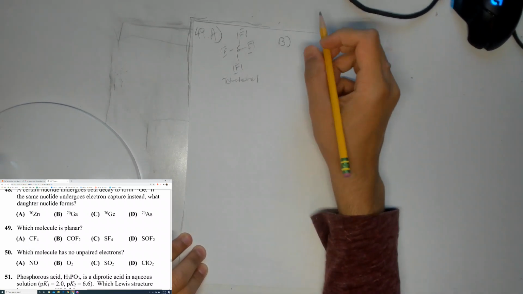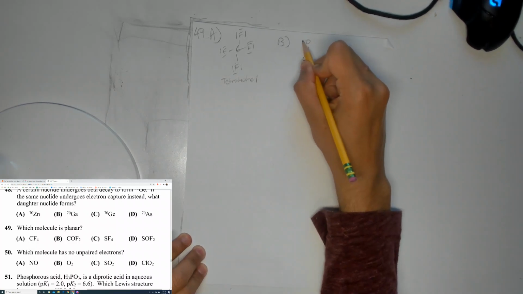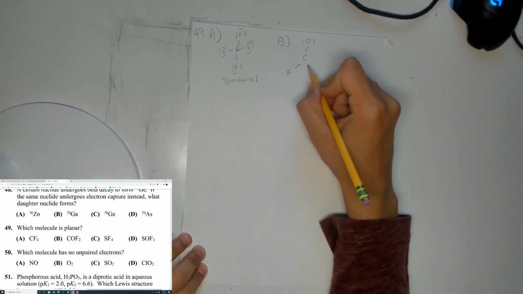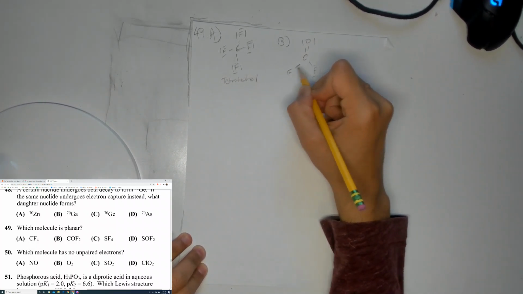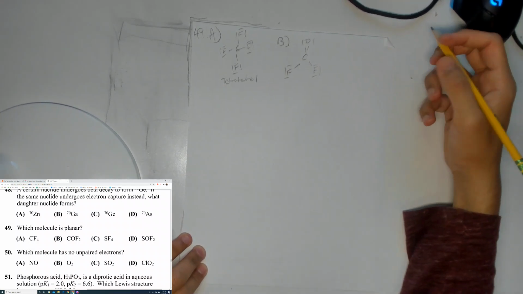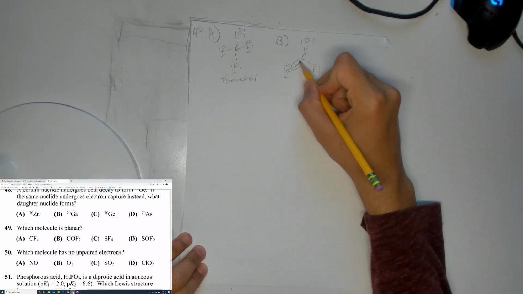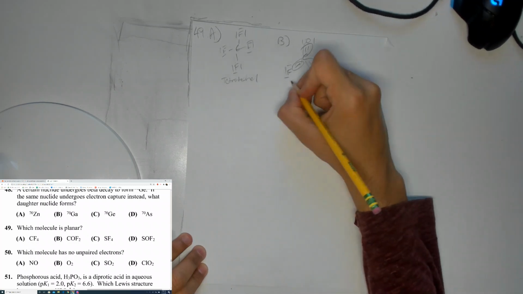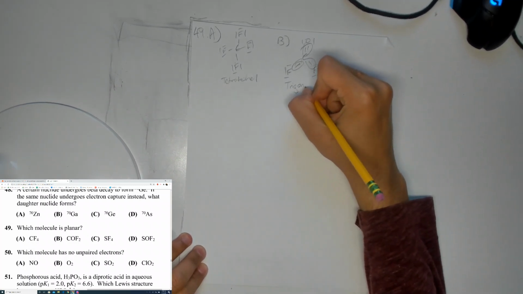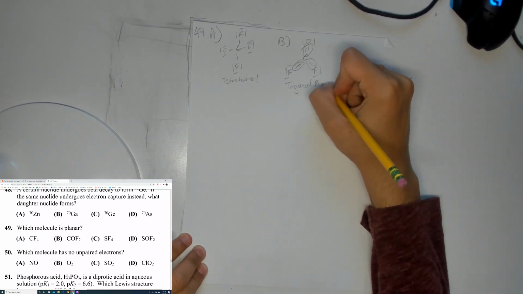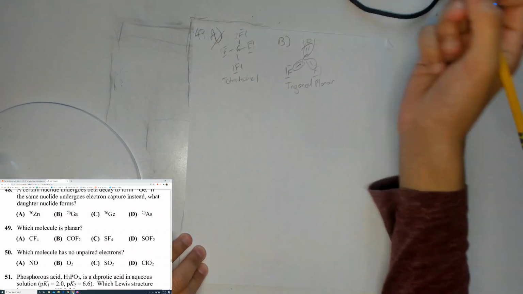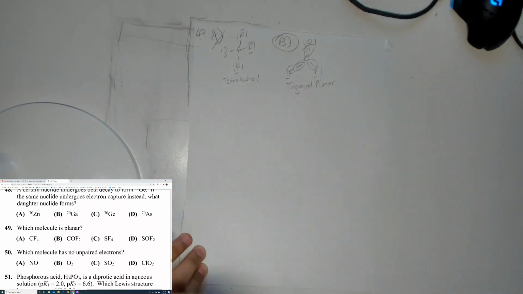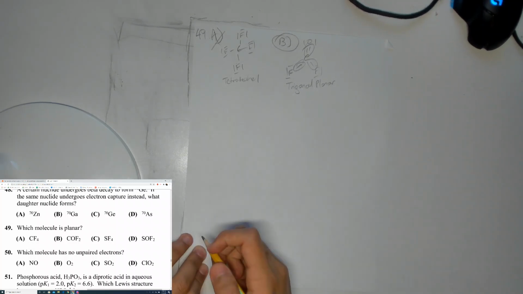From B, this is your Lewis structure. This is COF2's Lewis structure. And at this moment you can pretty much stop, because you have 3 bonding sites, and that equals trigonal planar. So you can cross out A and any other answer choices, and be left with B. So that's 49, a pretty easy question.